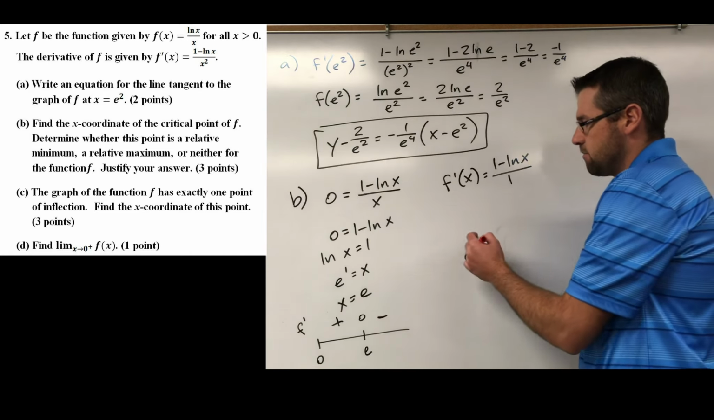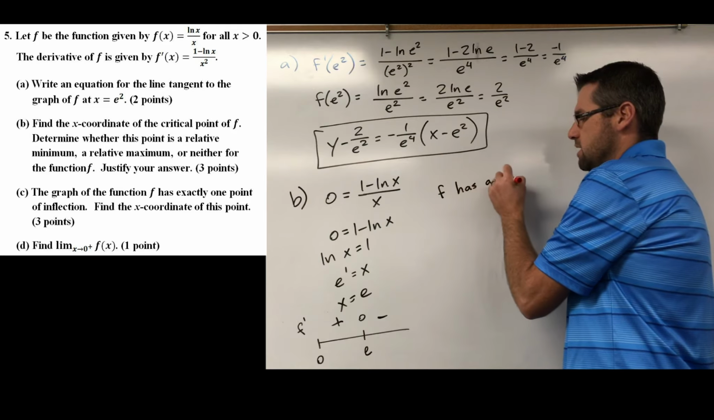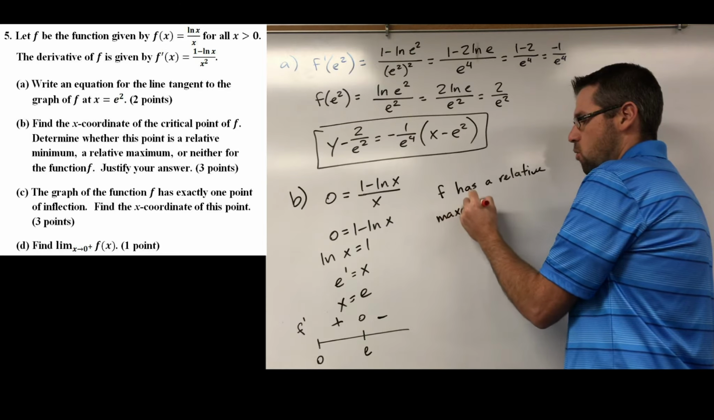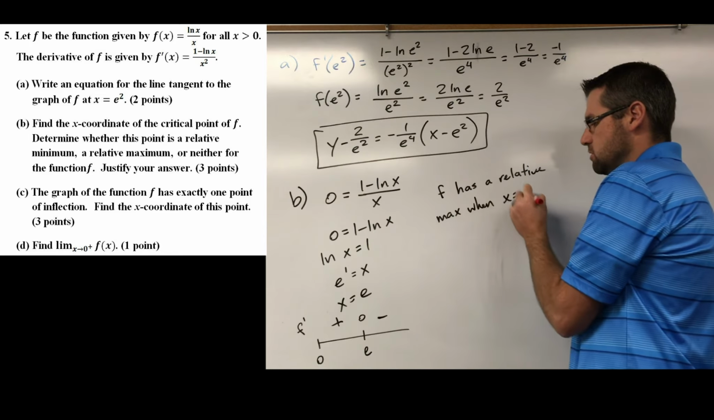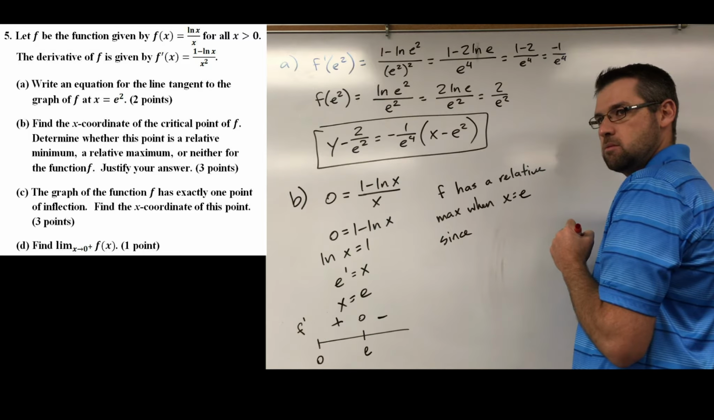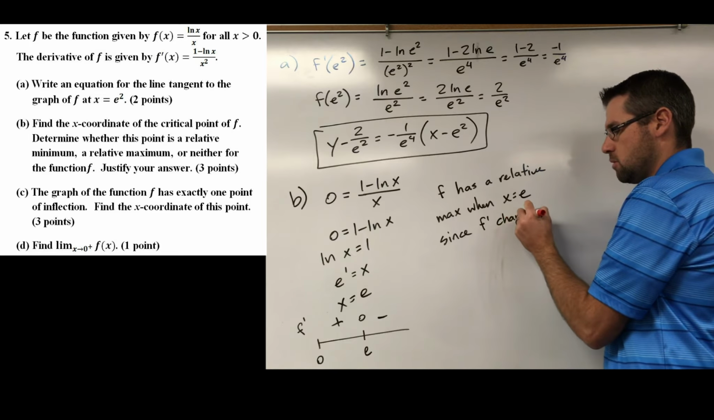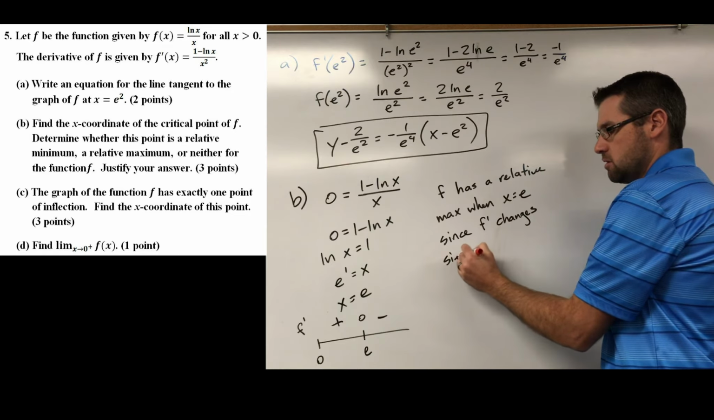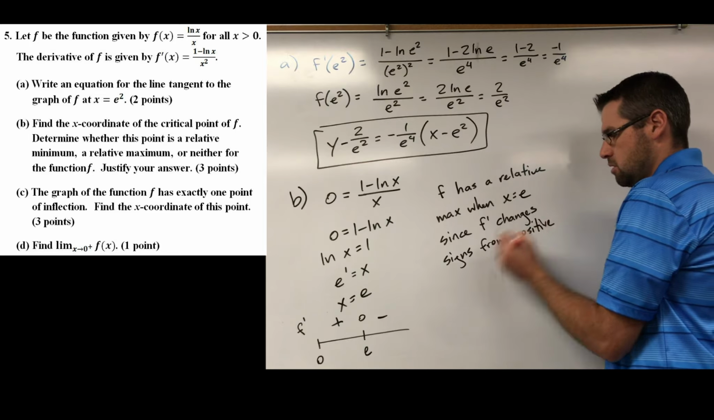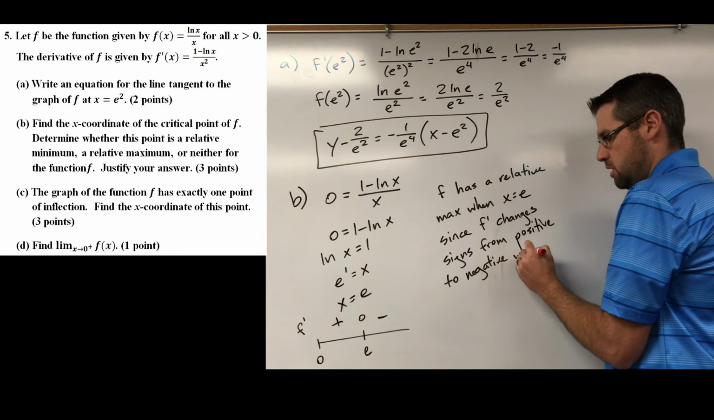Okay, so we would say f has a relative max when x equals E, since what? F prime changes signs from positive to negative when x equals E.